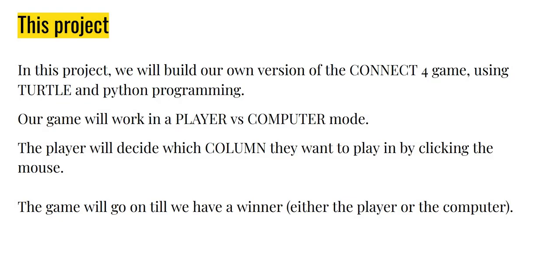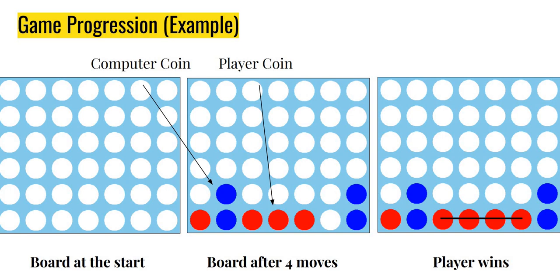As I just showed you, the game proceeds with an empty board at the start. Both participants play their coins. So my coin is red color, computer is blue color. One of the two wins if, let's say, I get four in a row, just like the Connect 4 rules. Very, very interesting code, very, very interesting gameplay.